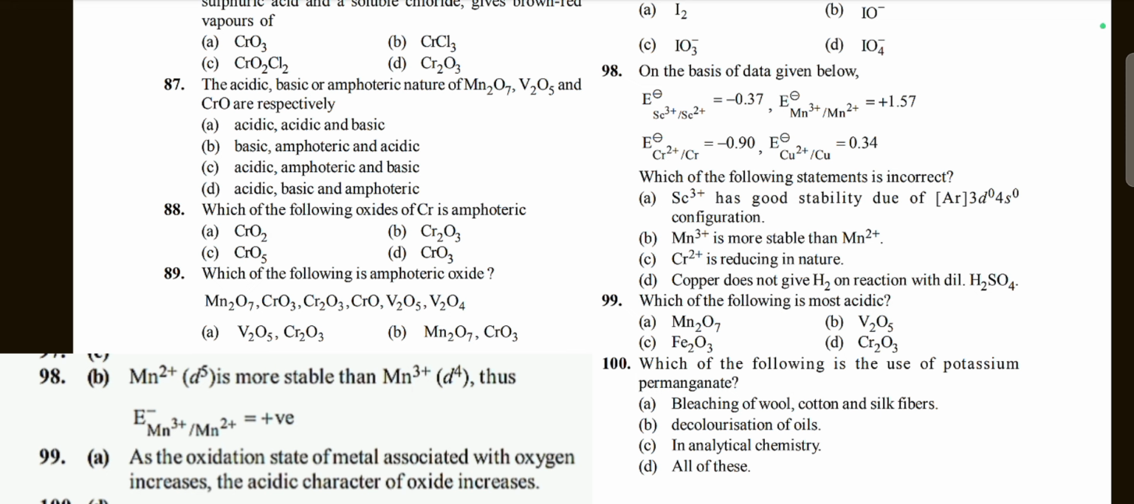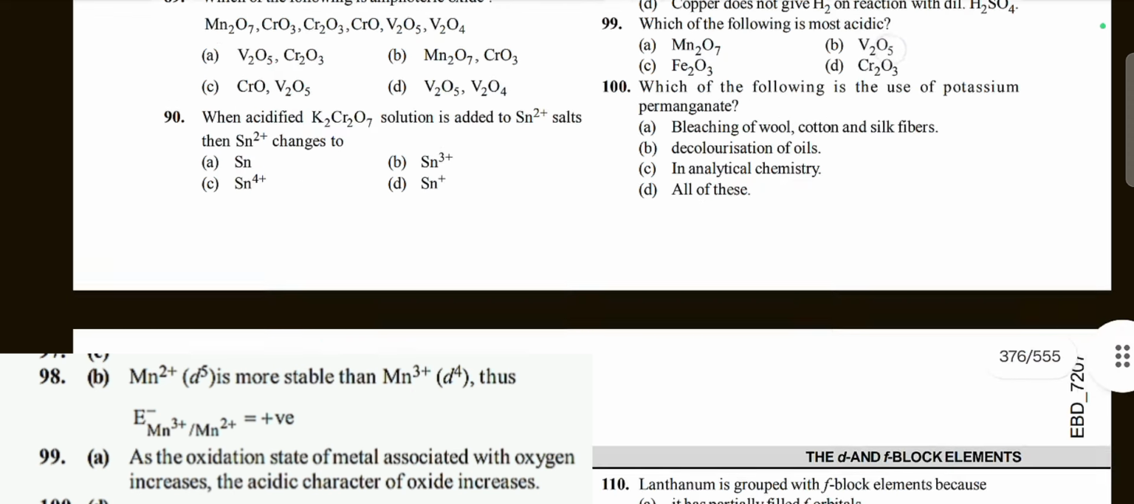Which of the following is most acidic? So Mn2O7, option A. As the oxidation state of metal associated with oxygen increases, the acidic character of oxide increases. Which of the following is the use of potassium permanganate? So bleaching of wool, cotton and silk fiber, yes. Decolorization of oils, yes. In analytical chemistry, yes, true. So all of these will be the answer, option B.